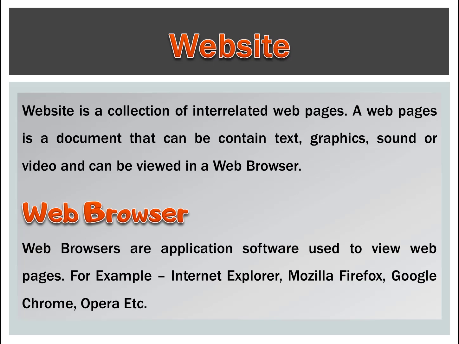A website is a collection of interrelated web pages. A web page is a document that can contain text, graphics, sound, or video, and can be viewed in a web browser. Web browsers are application software used to view web pages. For example, Internet Explorer, Mozilla Firefox, Google Chrome, Opera, etc.